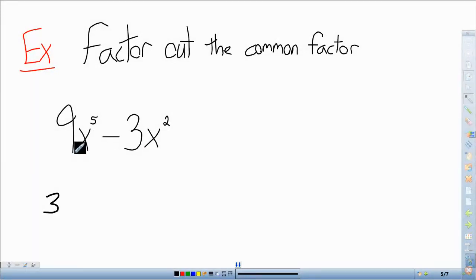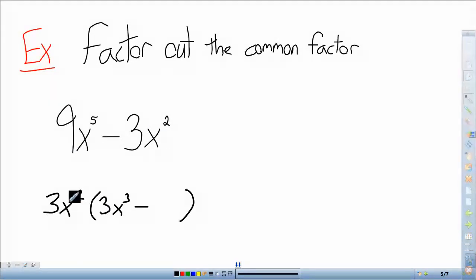When it comes to my variables, this one has 5 x's, this has 2 x's. How many x's can I take out of both of them? Well, 2, right? I can take 2 x's out of both of these terms. So I'm factoring out a 3x squared. Now here's the question: what's left over when I take a 3x squared out of both these terms? First thing, let's put that minus sign in between. Let's ask ourselves about this first term. If I divide a 3 out of a 9, what's left over? Well, 3, right? If I take 2 x's out of 5 x's, how many am I left with? 3 x's, right?